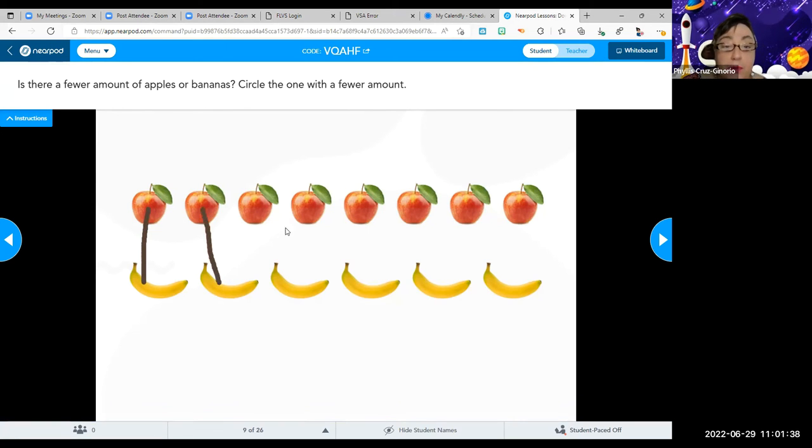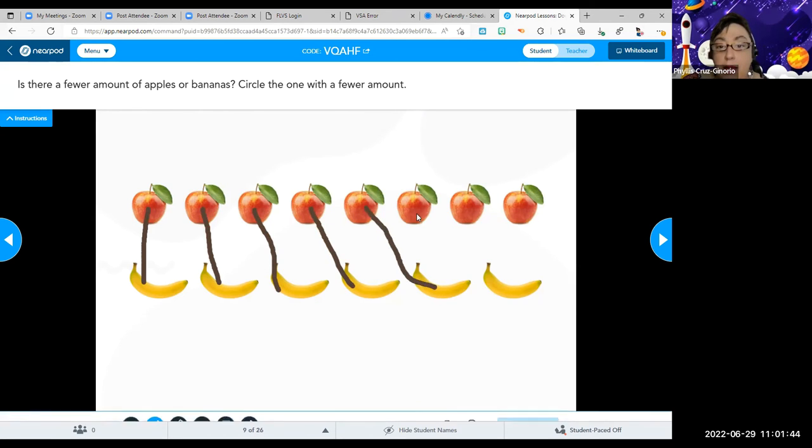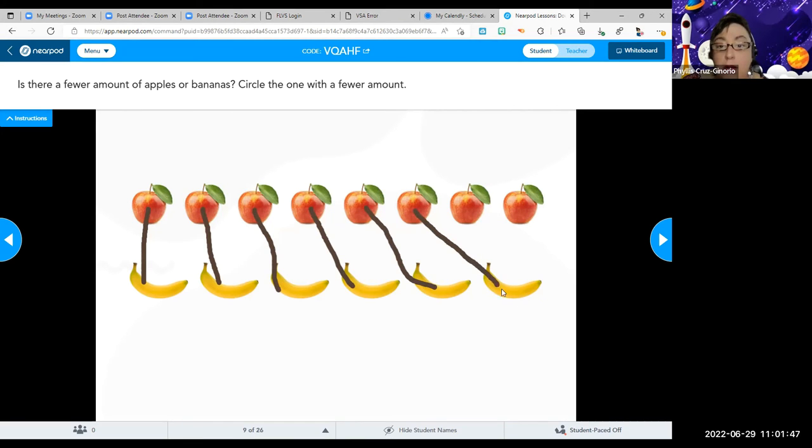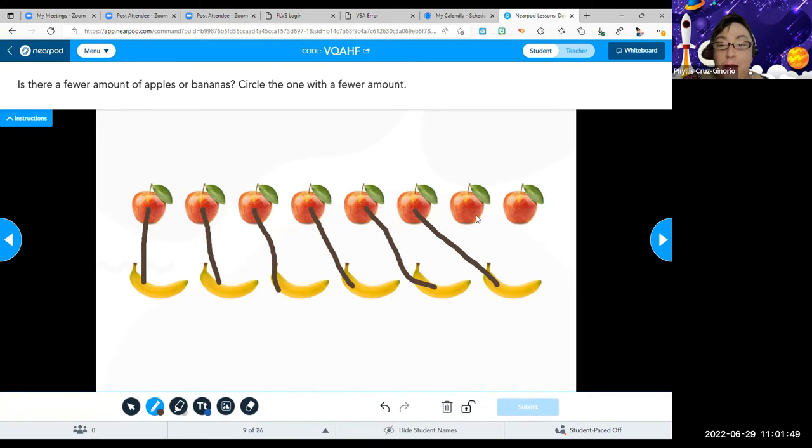So banana to the apple, apple to banana, apple to banana, banana to apple, apple to, uh-oh, I ran out of something. Uh-oh, what can I match these two? There's no bananas. I ran out of bananas. Does it look like I have extra? I agree. So if I have extra in one of the groups, that means I have more. The number's going to be greater than the other group. So which group has less? The apples or bananas?